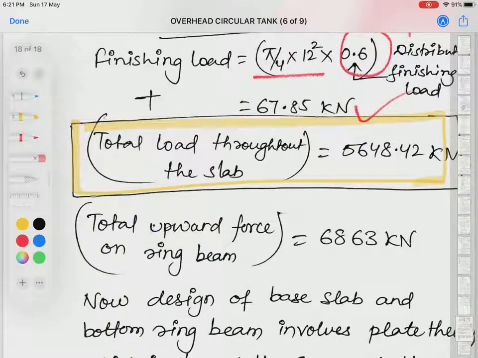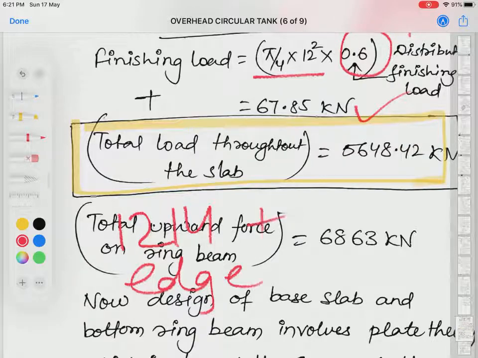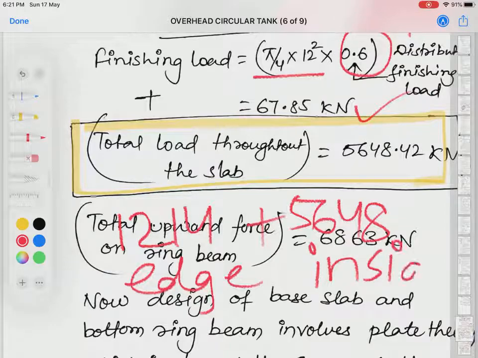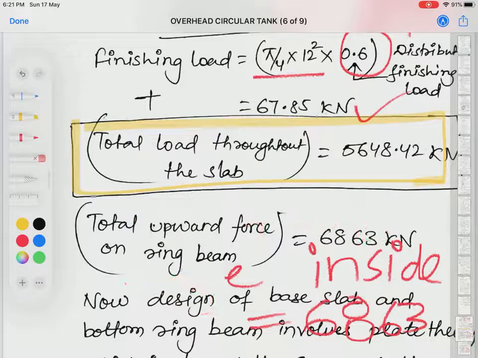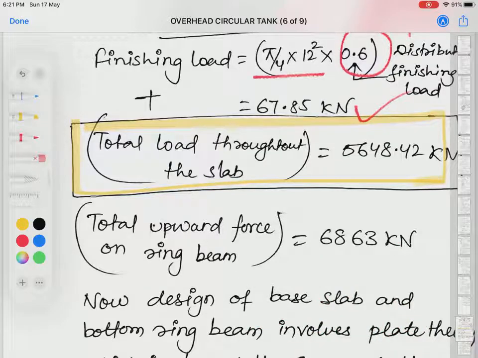Okay, so when we add the loads, 1214, which is on the edge of the base slab, with this value 15648, which is distributed inside the base slab, when we add both the loads, we get almost 6863 kilonewton. This is the total load, 6863 kilonewton. Okay, so this is the total load, 6863.